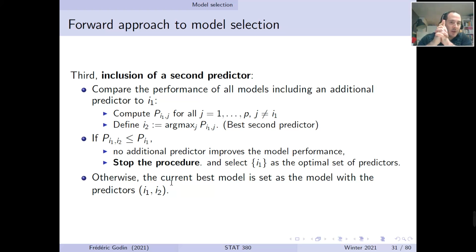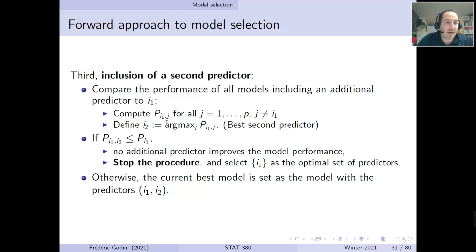So once we've included one predictor, then if the predictor was not included because it decreased performance, the whole procedure stops and we select no predictor. Conversely, if we've included the first predictor because it increases performance, then what we're going to do in the next iteration is to try to include a second predictor along with the first one we've included. Okay, so what we're going to do here is compute P(i1, j).